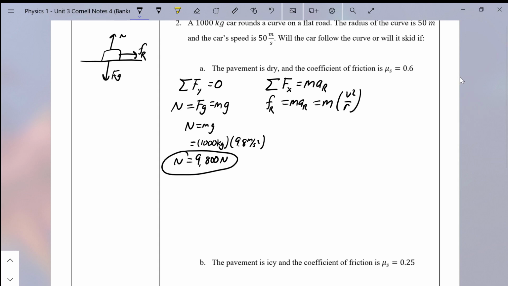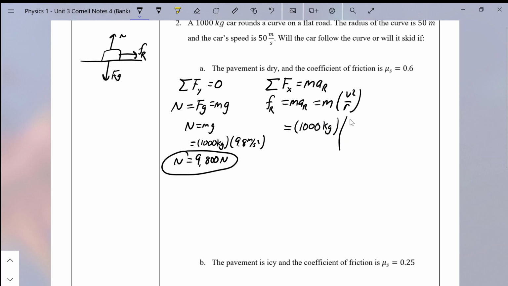Okay, so I also need to know what kind of force I should expect just from the car, that the car will experience regardless of whether it's icy or not. There's going to be some amount of friction required to keep this car on the circular path. That's what we're trying to calculate. So we know this net force, or this friction force, is going to be equal to mv squared over r.